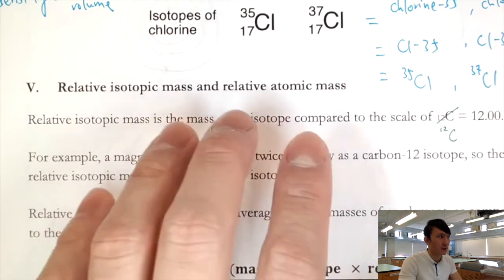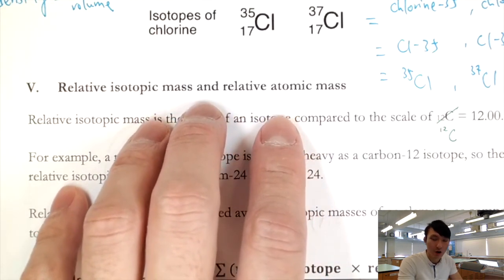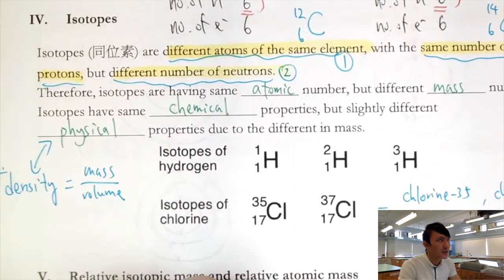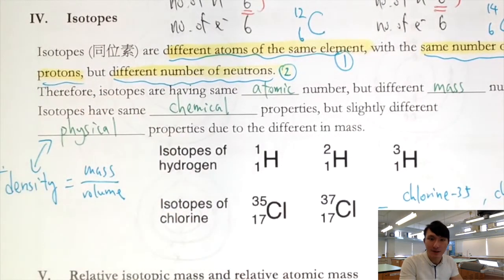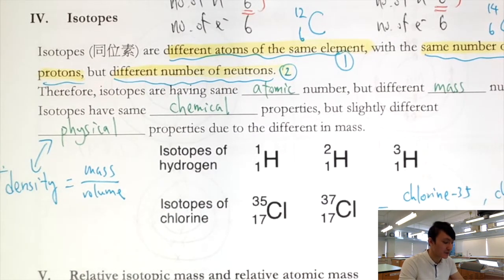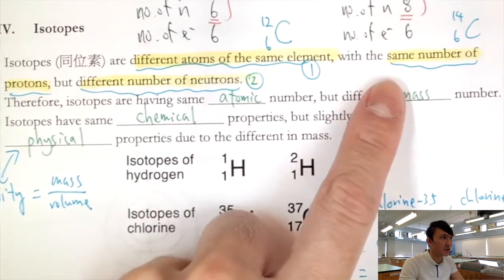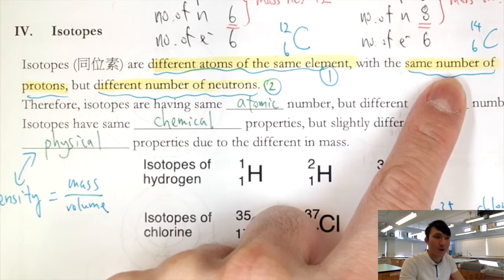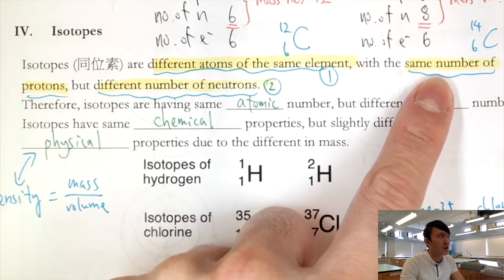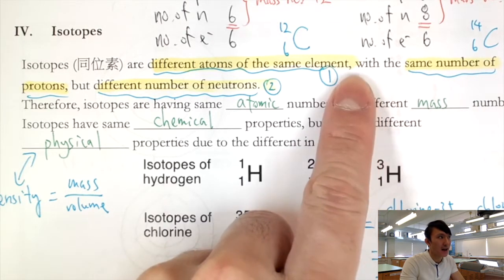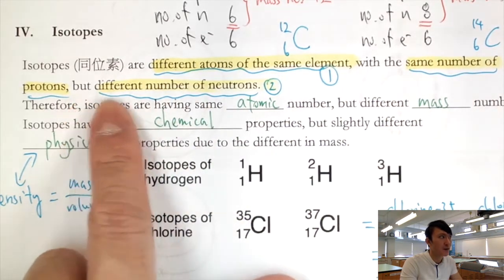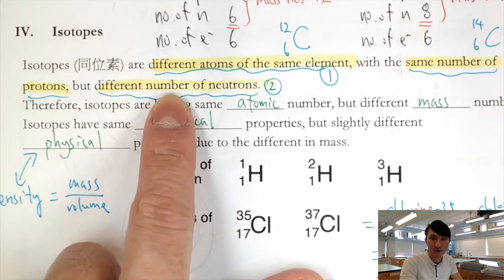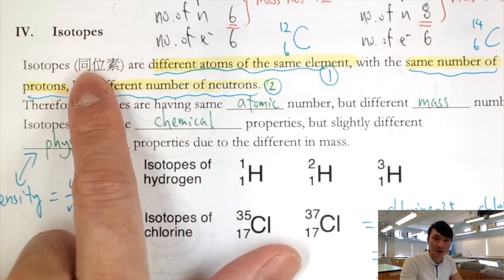Before I start talking about this one, I just want to do a quick revision on isotopes. For the same element, there could be different atoms, and these atoms have the same number of protons, because being the same element, they must have the same atomic number. And when they have the same atomic number, they should have the same number of protons. But they could have different numbers of neutrons. These are what we call the isotopes.